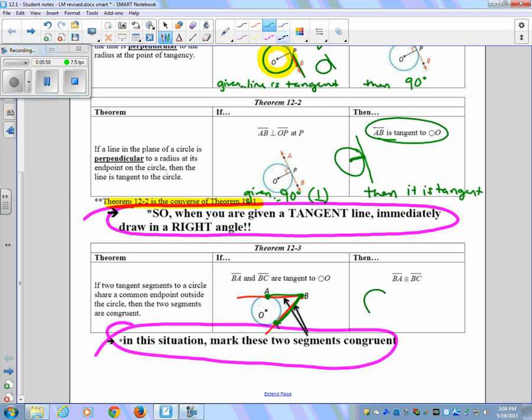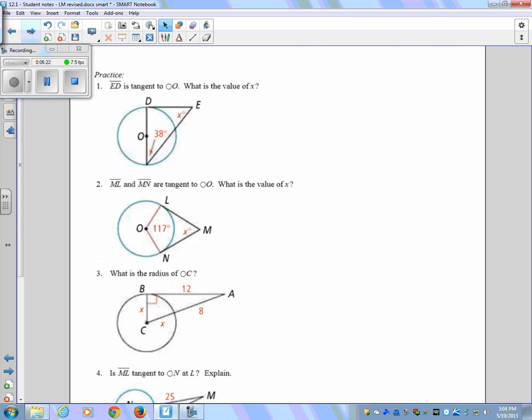So you're going to have the circle, a point outside the circle, and tangent lines drawn to two different points of tangency on the circle. I didn't draw that perfectly, but it's supposed to just go right there. Whenever you see this situation, mark these congruent. Those are automatically congruent. All right, so what does this look like in problems that you might have to solve?